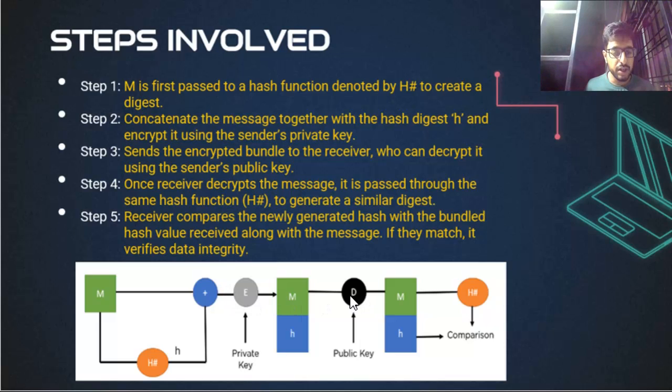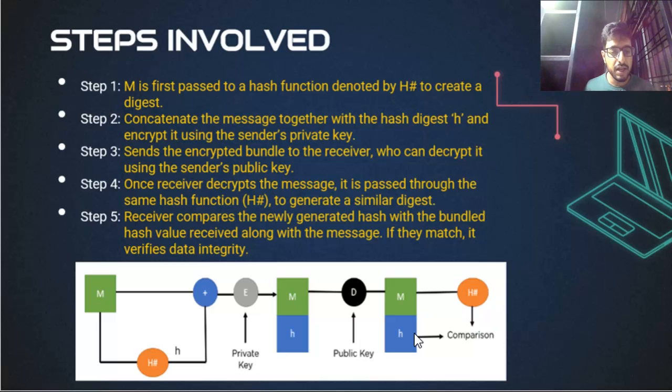Now the receiver will use the sender's public key to decrypt the message that the sender has sent to him. The sent message is concatenated or in bundled form. Once the receiver decrypts the message, it is passed through the same hash function h hash to generate a similar digest. The receiver receives the bundle or concatenation of message and its hash from the sender. So the message and hash both are available with the receiver.